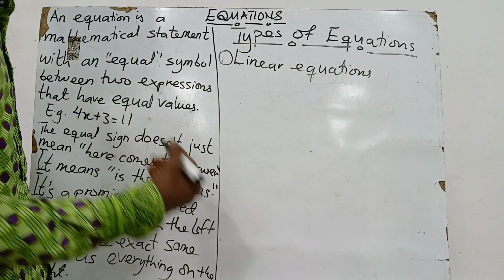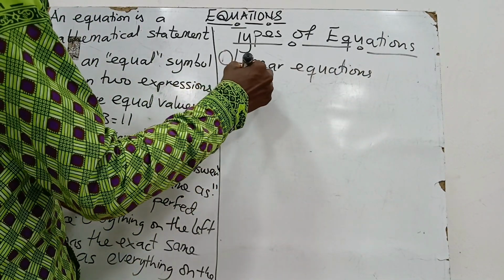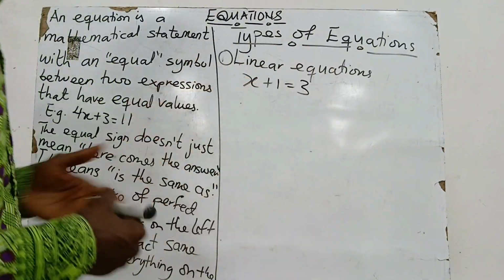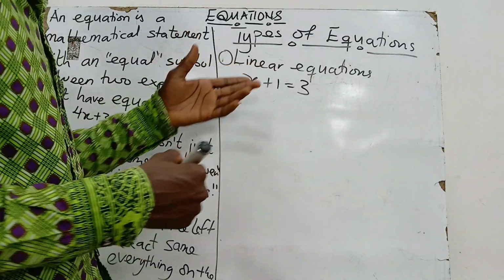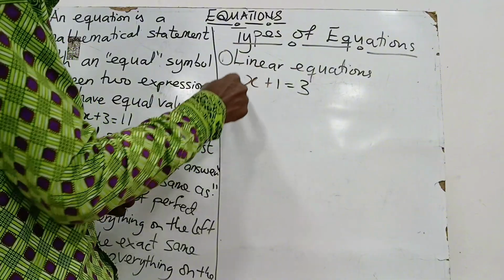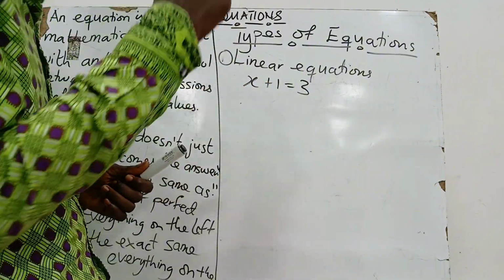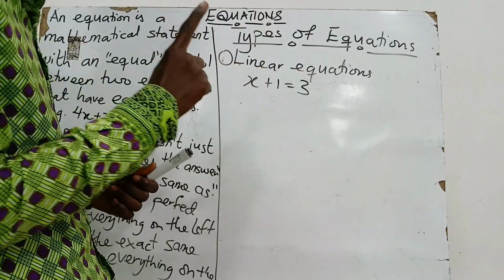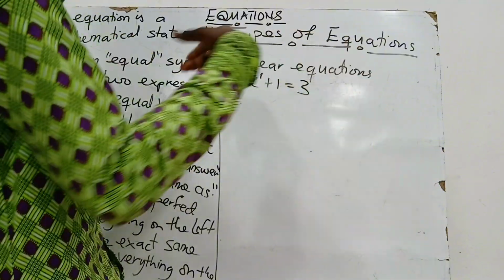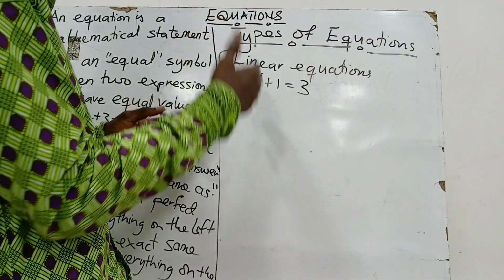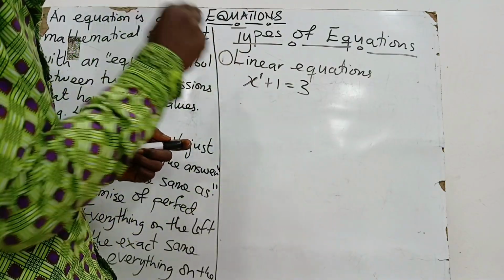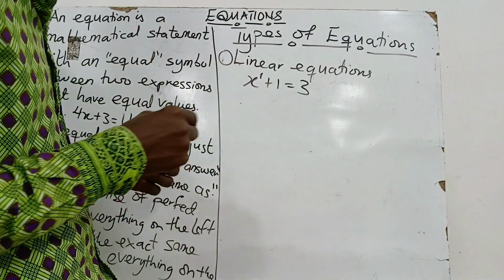An example of a linear equation is x plus 1 is equal to 3. Now what makes this a linear equation? For linear equations, the variable, when I say the variable, I am referring to the letter. The highest power that any of the letters will have is raised to the power 1. That is what makes this a linear equation. So there will be a letter, but the highest power any of the letters will have will be raised to the power 1. That is what makes it a linear equation.